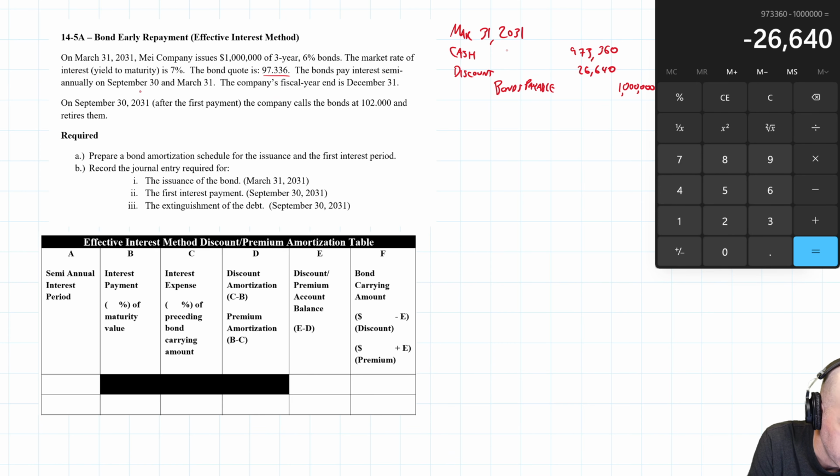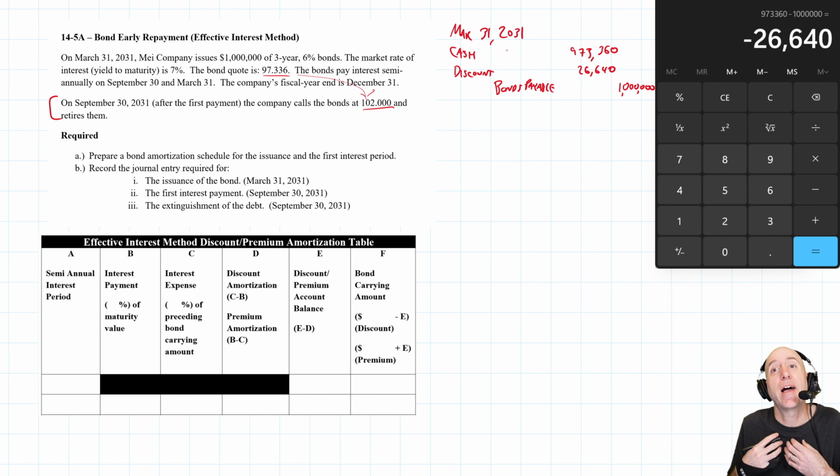It says the bonds pay interest semi-annually, September and March. Company's fiscal year end is December 31st. Then, this is the new information here. On September 30th, after the first payment, the company calls the bonds at 102. Now, you notice we issued at 97. We call them at 102. Generally speaking, you're going to have to call them back at a higher price. To have that feature, nobody's going to buy the bond if you can call it back for less than they paid for it. So you generally have to pay a little extra to recall the bond. And that's what happens, and we retire the bonds. It says first, prepare a bond amortization schedule for the issuance in the first period. We'll have to do that, and then we'll do the journal entries to pay the interest and retire the bond.